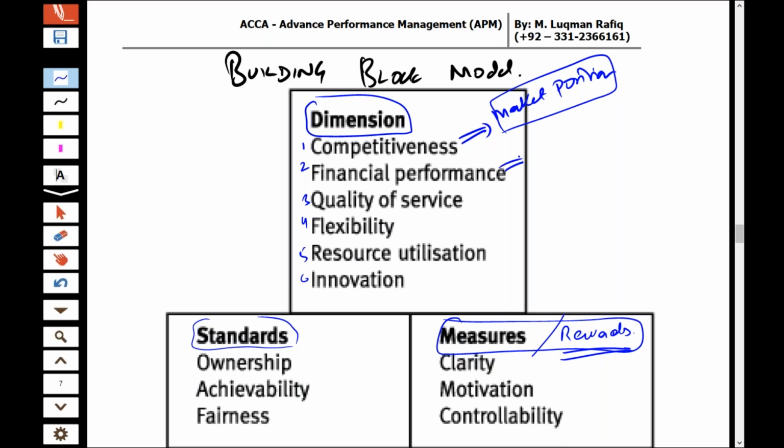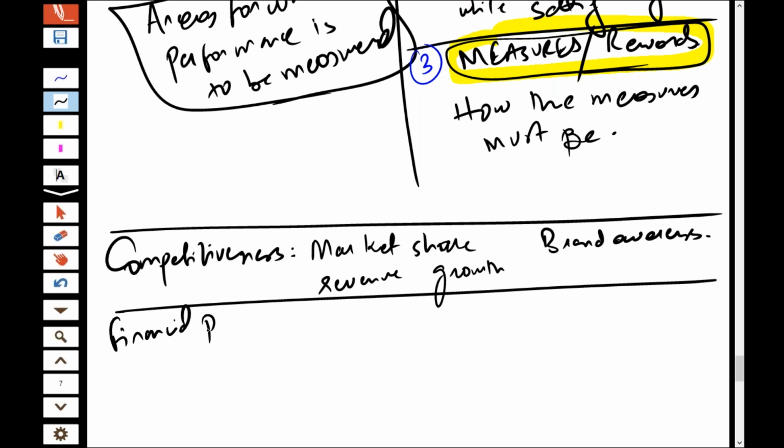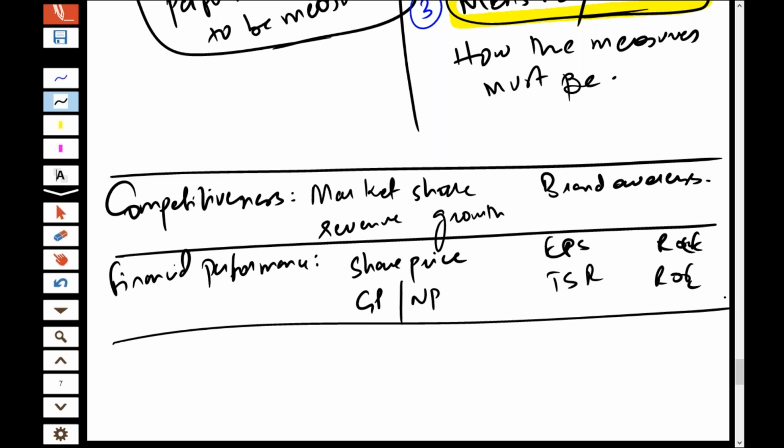Now, the next thing is the financial performance, that is, how we have performed for the shareholders. When talking about financial performance, the various ratios that could be introduced could be the share price, the profitability ratios like GP and NP, the earnings per share, the total shareholder return, the return on capital employed, the return on equity, etc. These are the different types of ratios that could be introduced in order to measure the financial performance.